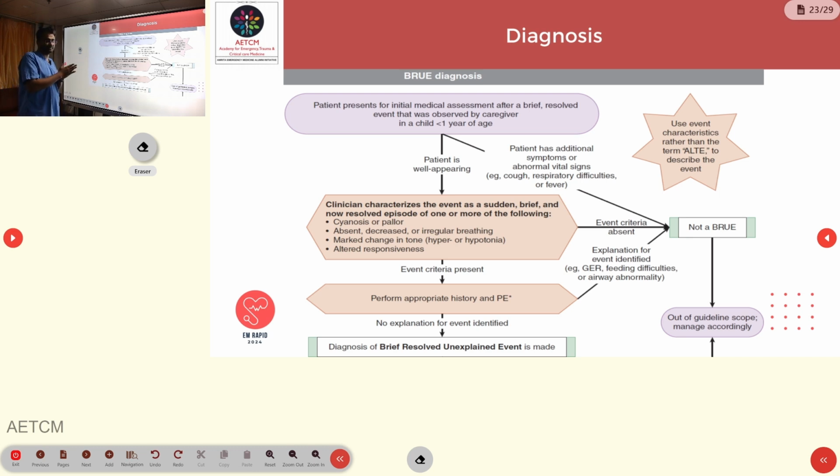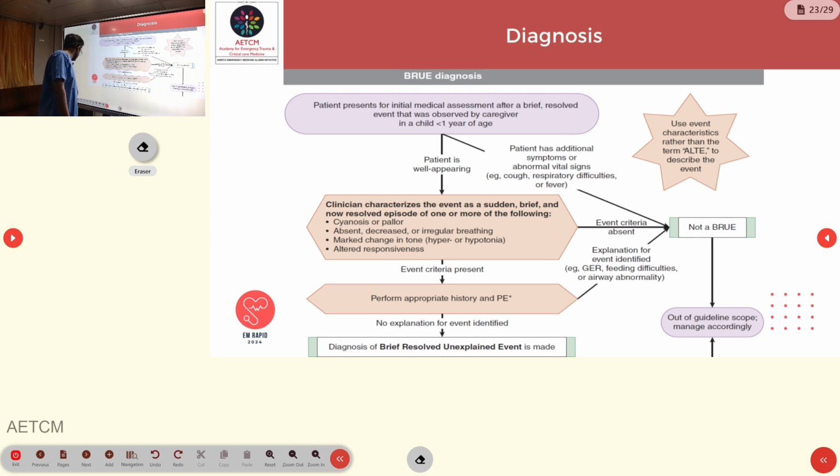Or if the patient is less than 1 year of age with a brief event less than 1 minute, we have to look for the other conditions meeting BRUE, that is cyanosis or pallor, or abnormal, absent or decreased breathing, or marked change in muscle tone, or altered level of consciousness. If one or more of the following is present, then we have to look into the history and physical examination. And if no other explanation is found, we will diagnose the event as a BRUE, that is, a brief resolved unexplained event.